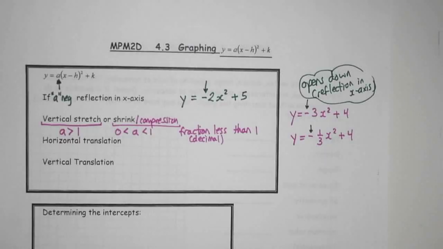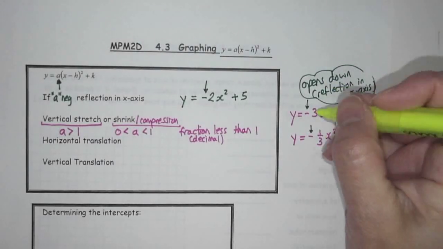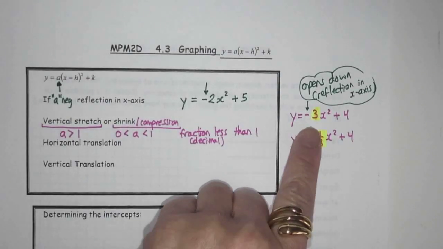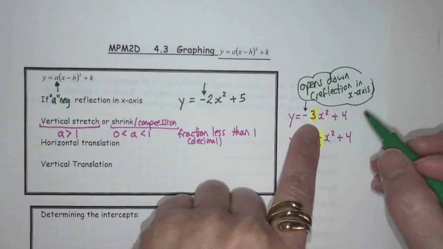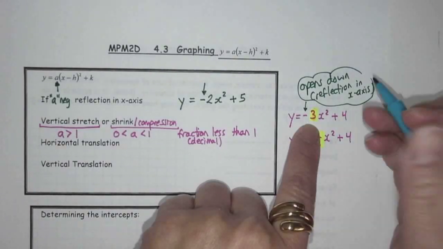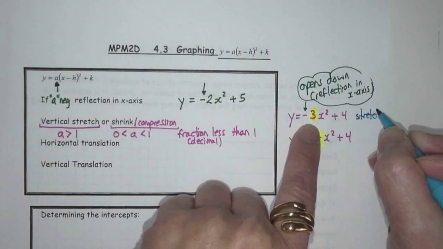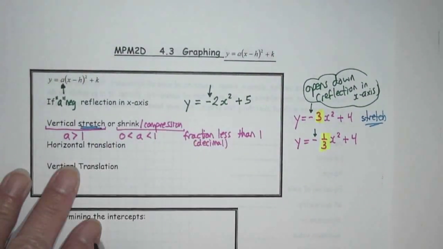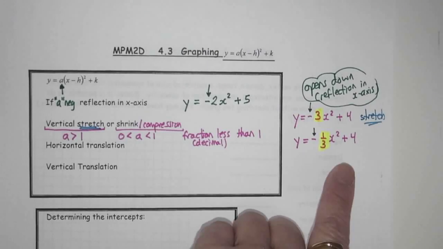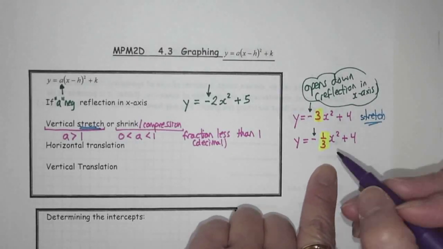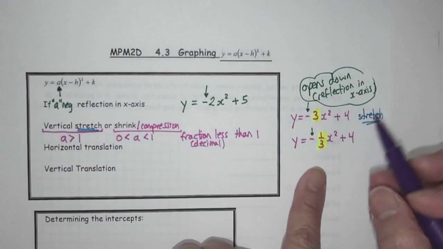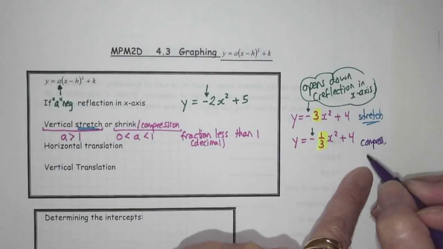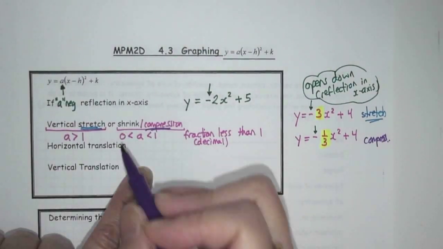Then you look at the actual number and say, okay, this is a 3 and this is a 1/3. Anything greater than 1, this one would be a stretch, because it's a value of 3. Then the other one here is 1/3, so it's less than 1. Anything less than 1 is a compression, or a shrink.